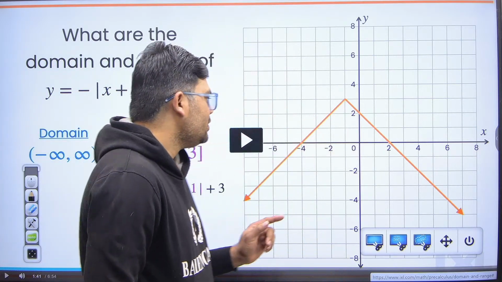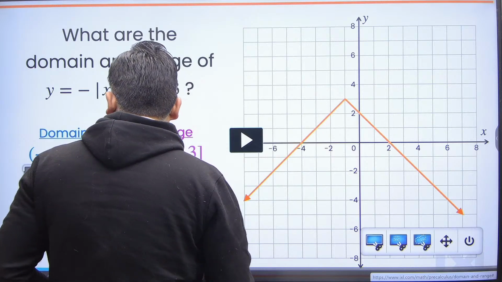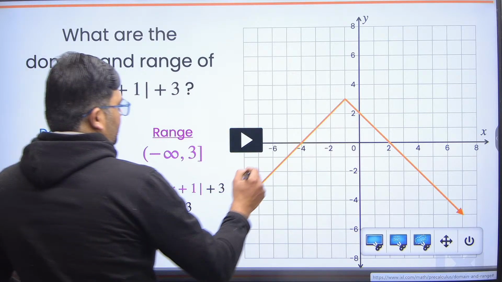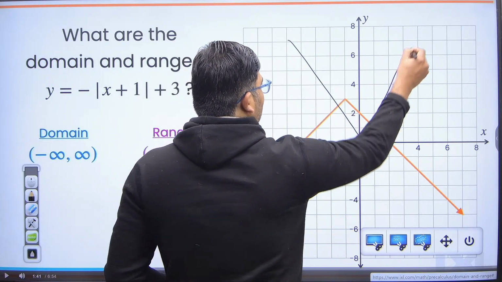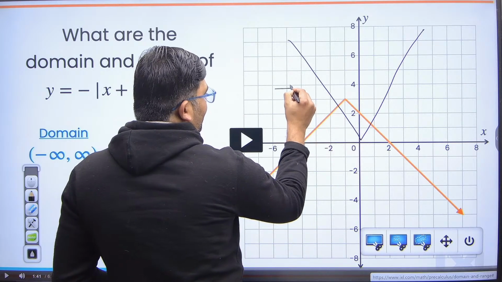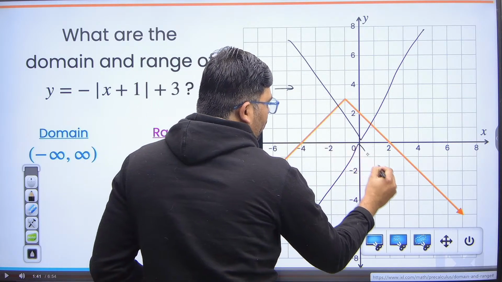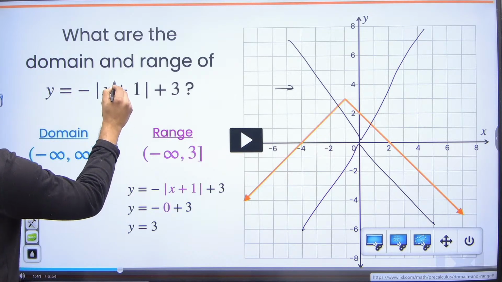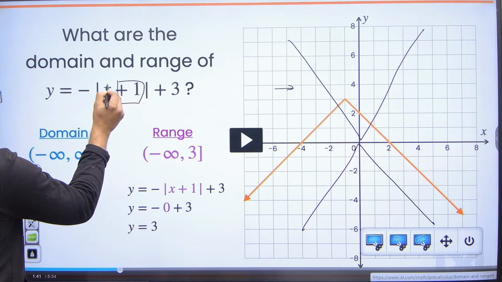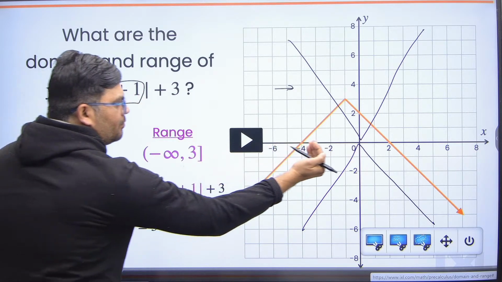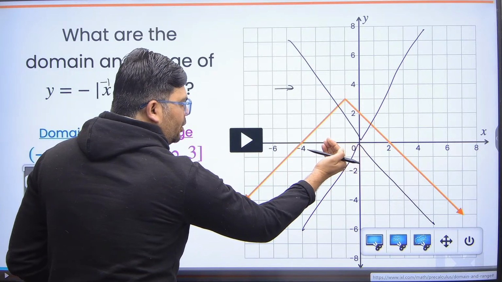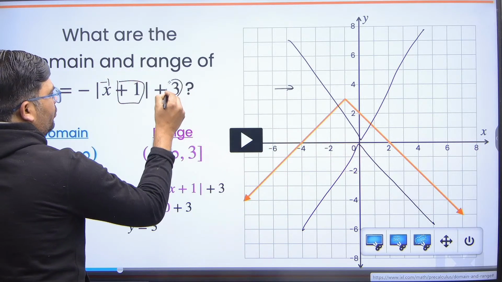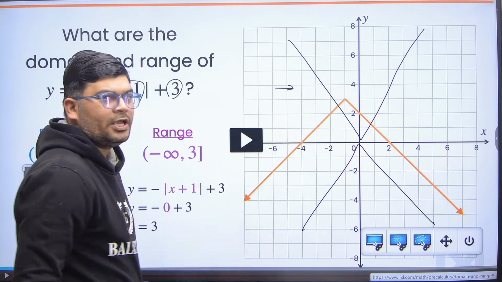First, the graph of y equals mod x was like this. If you make a negative image of this graph, it will go down. Then it shifted 1 unit towards the left because they added 1. If I want to make it 0, I will subtract 1. So it moves 1 unit towards the left and then 3 units up. So this is the graph.